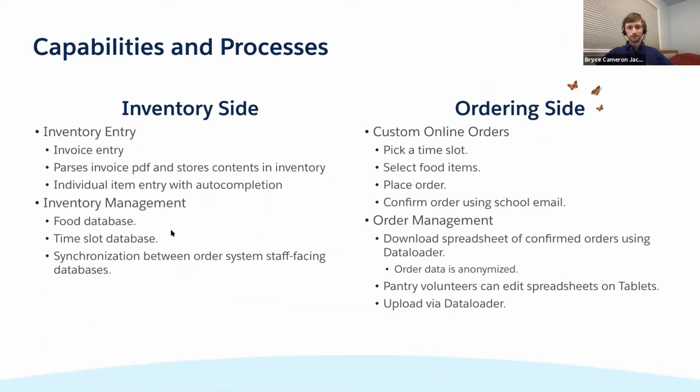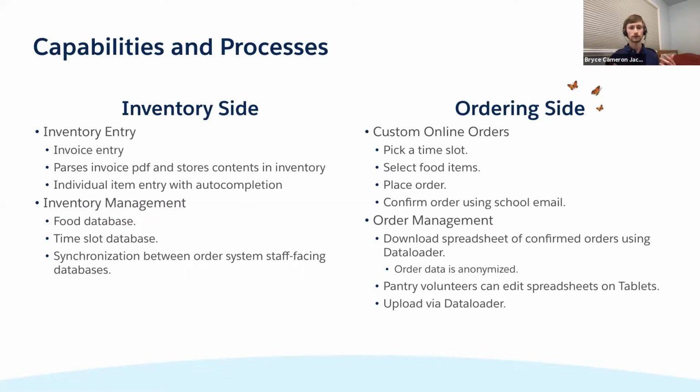Yeah. All right, so let's go into capabilities and processes. Yeah, so as a quick overview of the 2 sides of the system, it does all function as one whole system, but really you can view it as the inventory side of things, which is much more focused on the pantry staff and workers, and then the ordering side of things, which is much more focused on the patrons. For the inventory side, there's of course inventory entry.